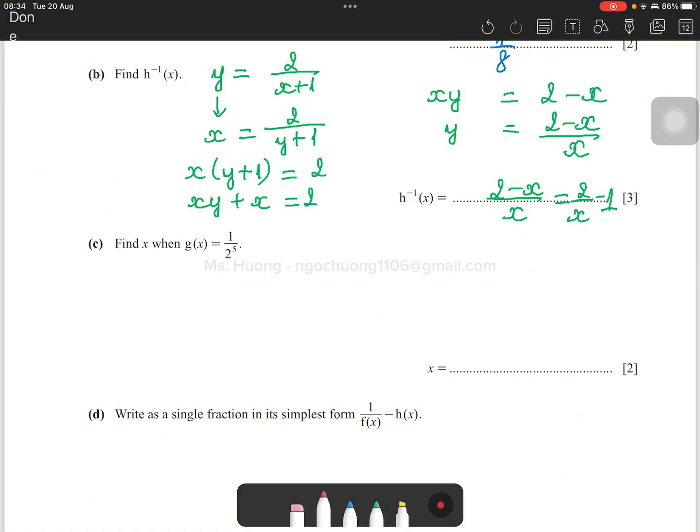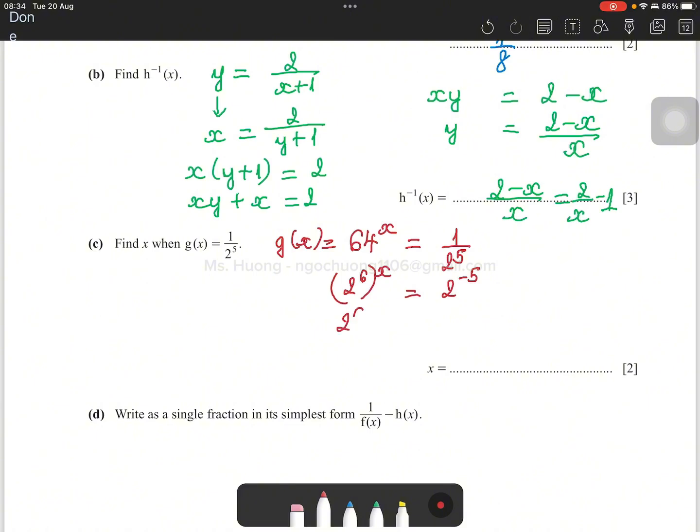C. Find x when g of x is 1 over 2 to the power of 5. You know that g of x is equal to 64 to the power of x. And now if g of x is equal to 1 over 2 to the power of 5, let's solve this equation. 64 means 2 to the power of 6, then to the power of x. And 1 over 2 to the power of 5 means 2 to the power of negative 5.